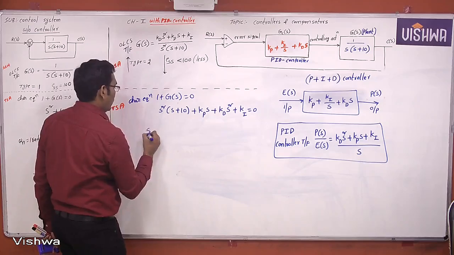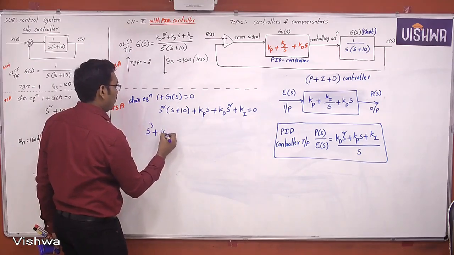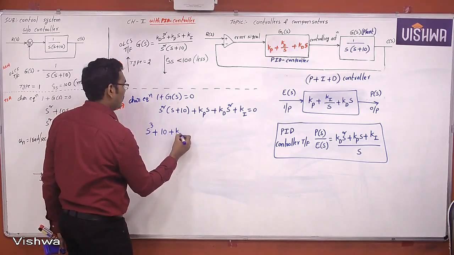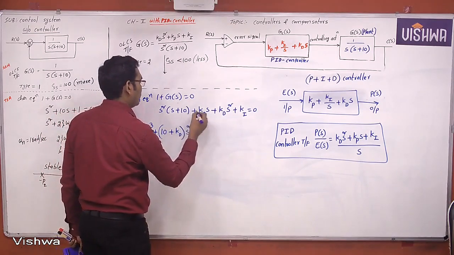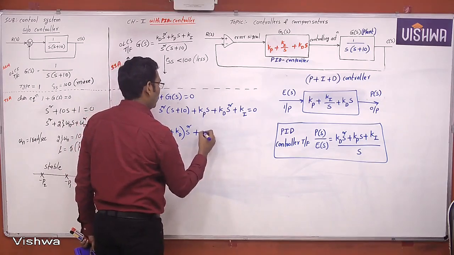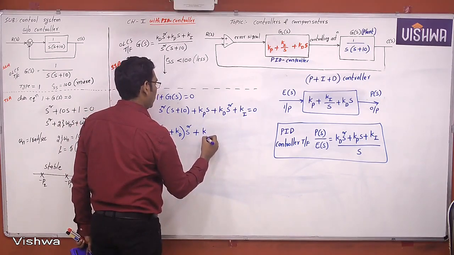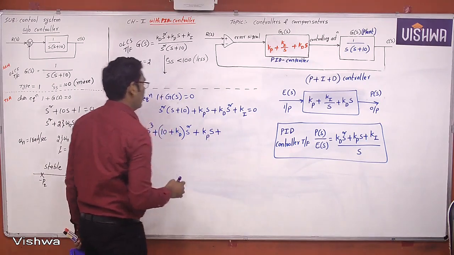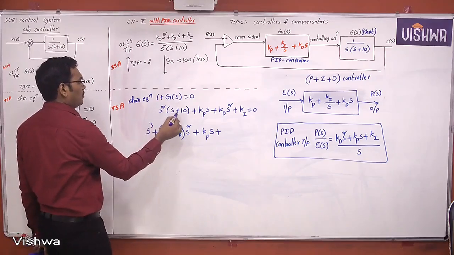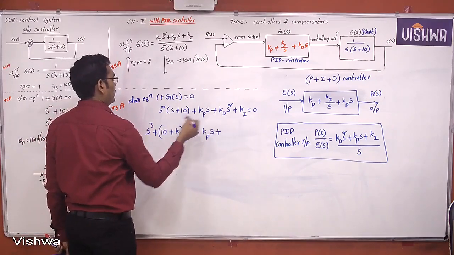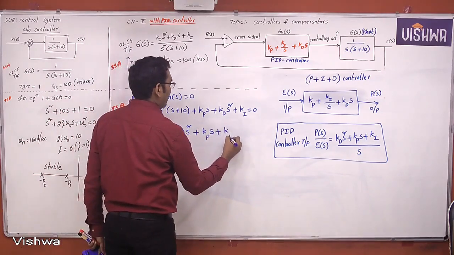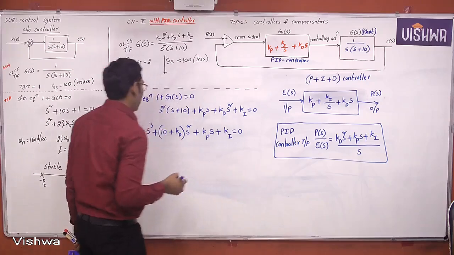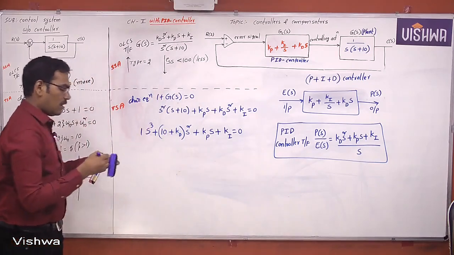Now s³ plus (10 + Kd) s² plus Kp s plus Ki equals 0. Here s³ and then s² with 10 plus Kd, s² with Kd, plus Kp s plus Ki, which is equal to 0. This is the characteristic equation of order 3.